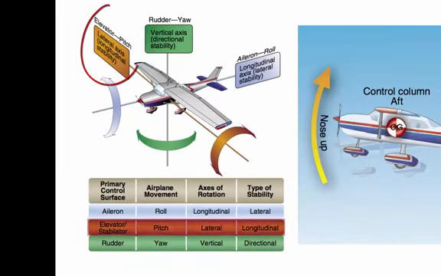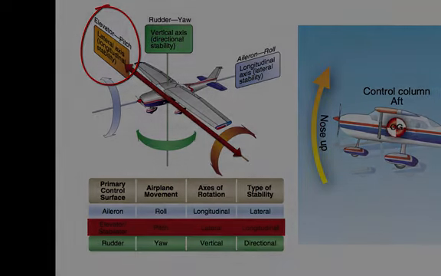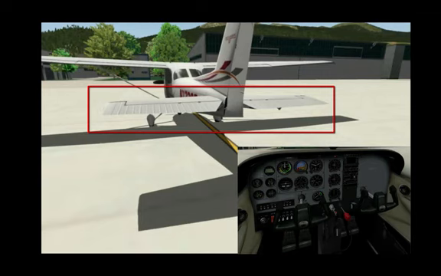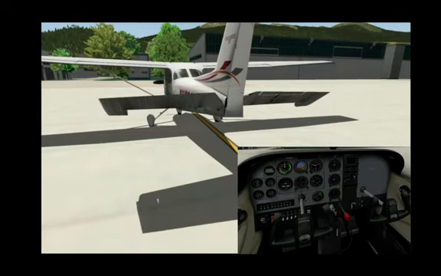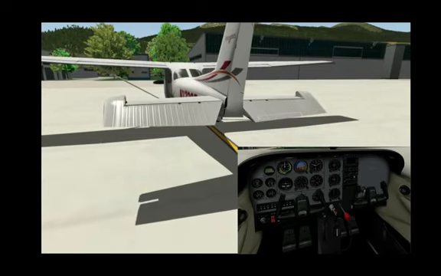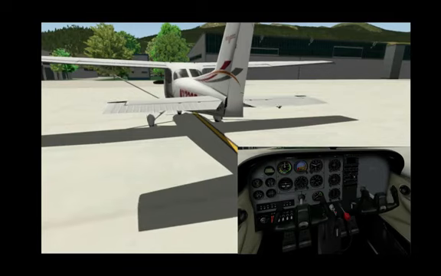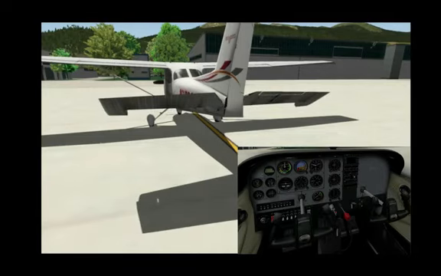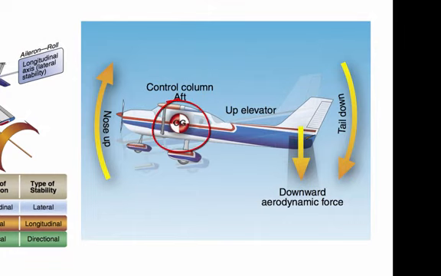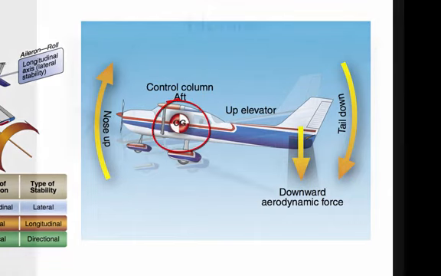The elevator controls pitch about the lateral axis of the airplane. The elevator, which is located on the trailing edge of the horizontal stabilizer, is controlled by pushing the control stick either forward, which causes the elevator to move down and the nose to pitch down, or back, which causes the elevator to move up and the nose to pitch up. Pitching the aircraft happens about the plane's center of gravity, labeled CG on the right.